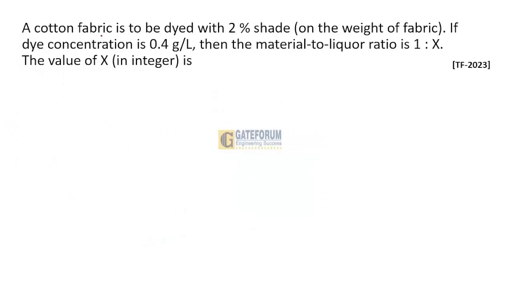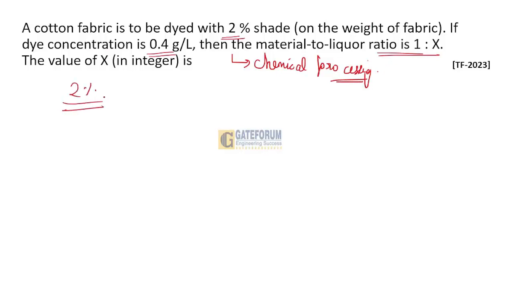This question says that a cotton fabric is to be dyed with a 2% shade on the weight of the fabric. If the dye concentration is 0.4 gram per liter, then the material to liquor ratio is 1:x. The value of x in integers is, this is a 2-mark question of chemical processing. And how will we need to solve this question? You have to see this as a NAT type question in which there is no negative marking. It says that shade is 2% shade on the weight of fabric.